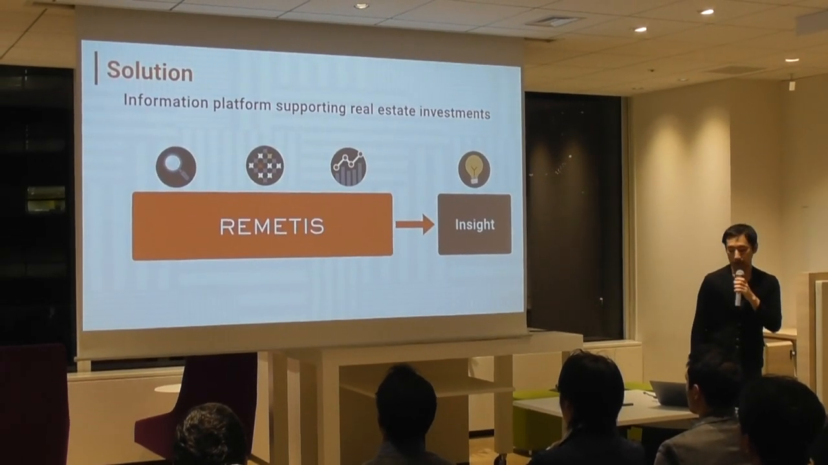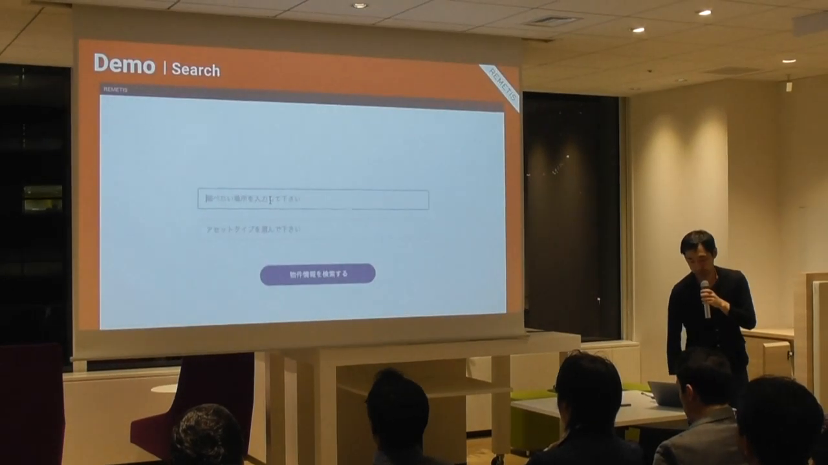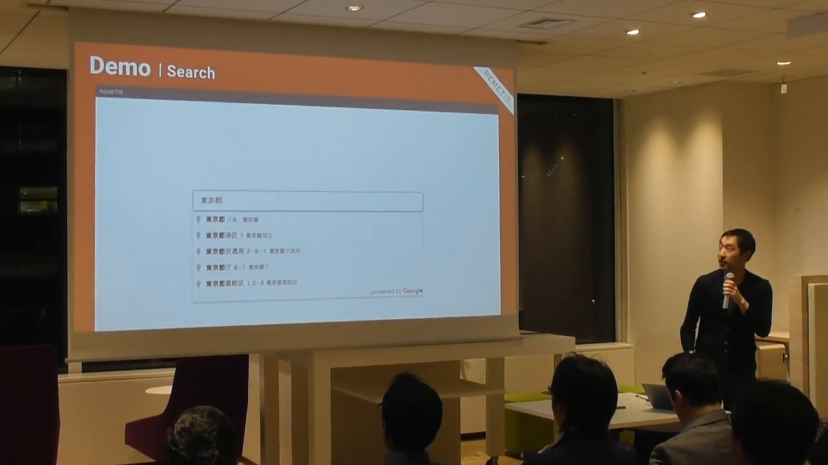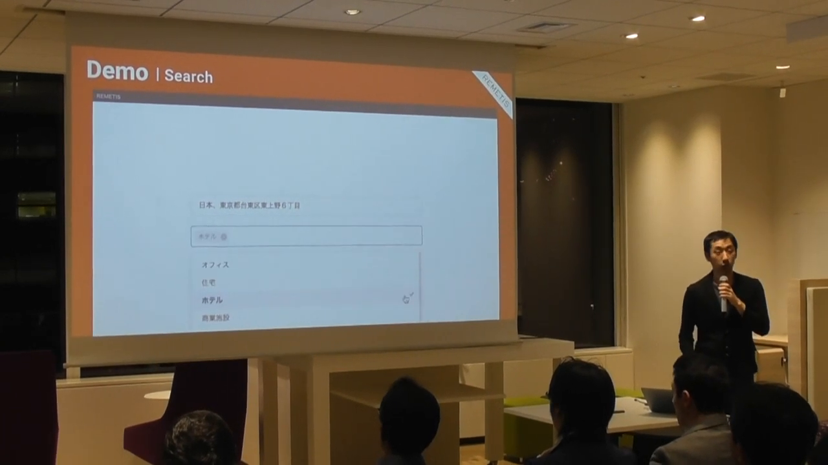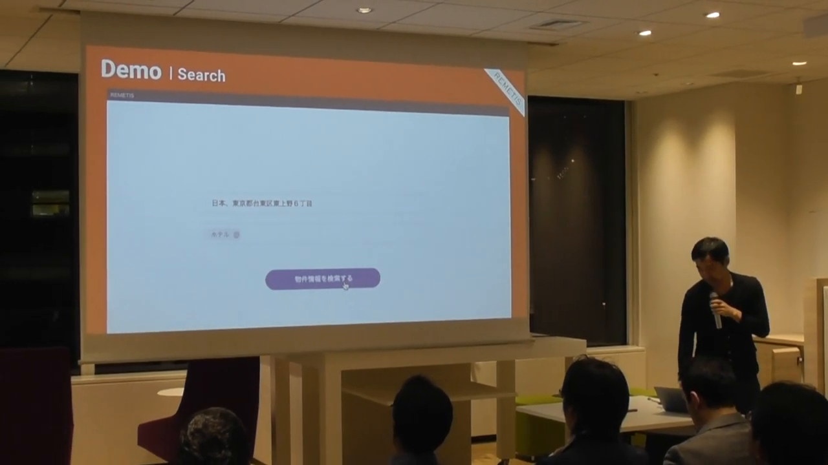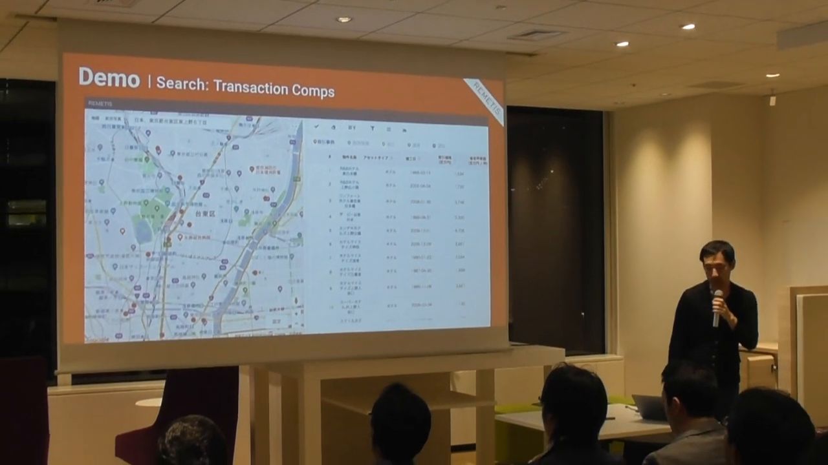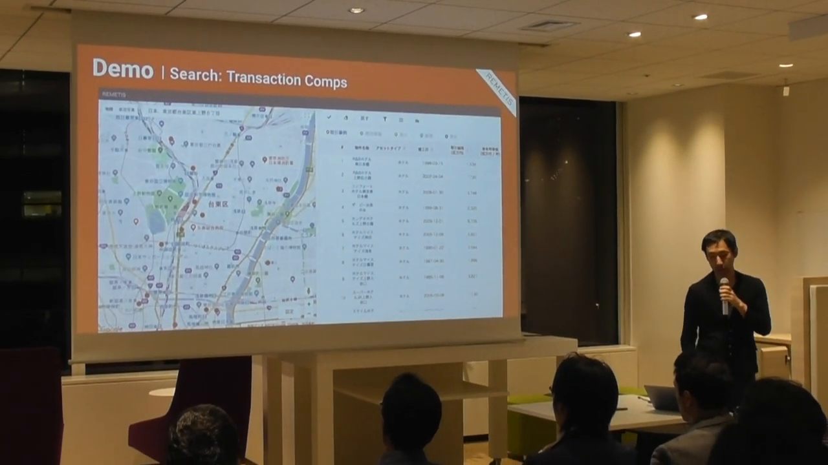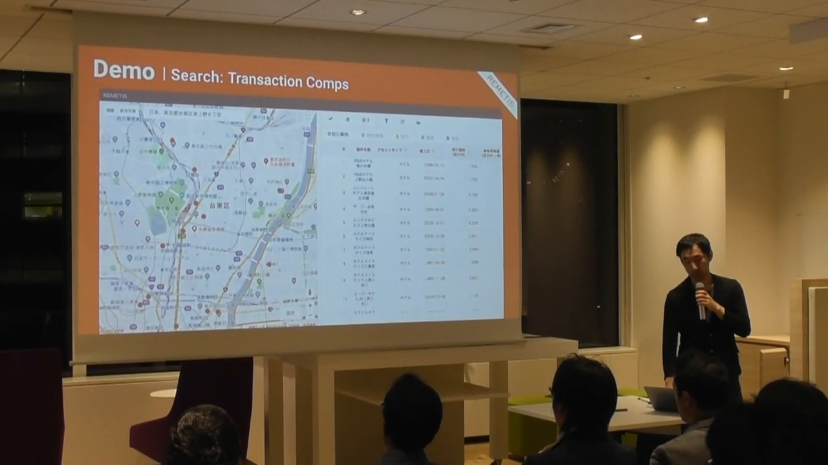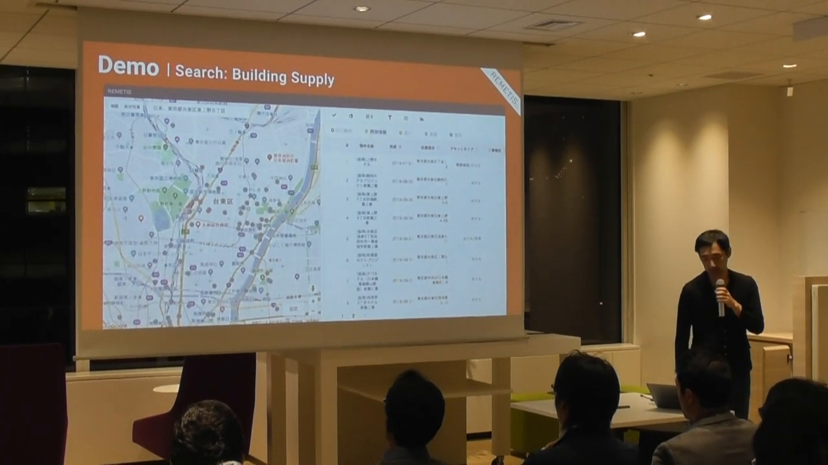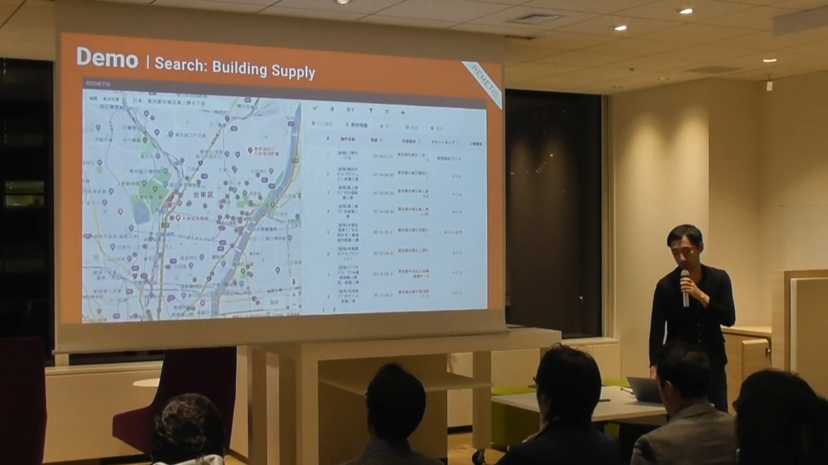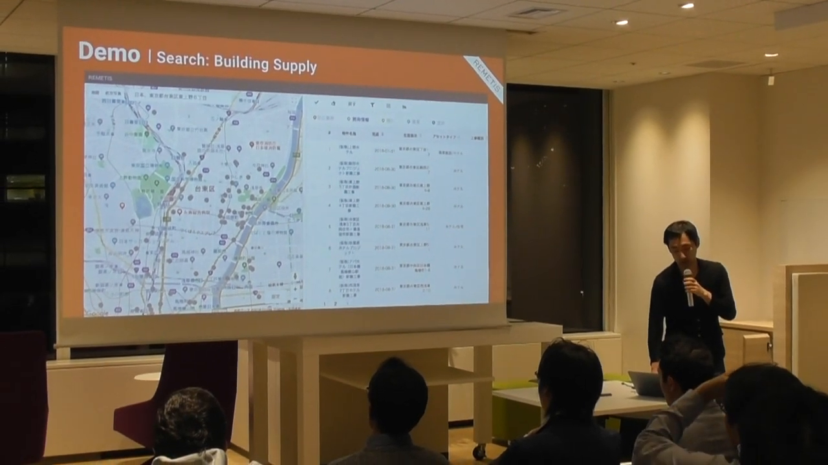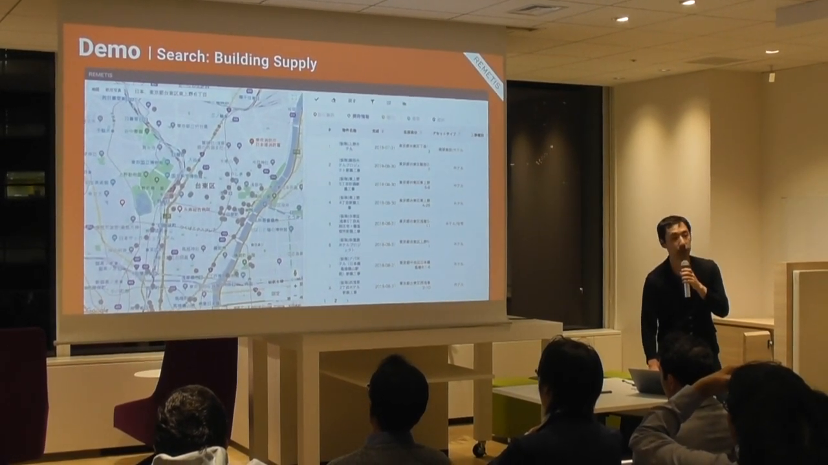Please let me show a brief demo. You can input the address and the asset type, such as office, hotel, or residential. Then you will see the transaction comps on a map and list. If you see the selected tab, you can also see information on building supply, which includes future competitors.